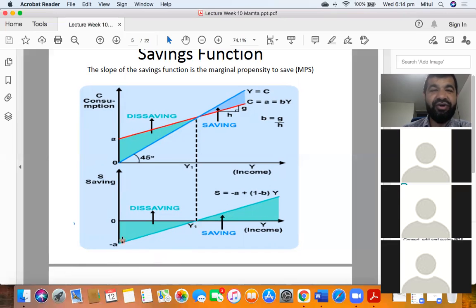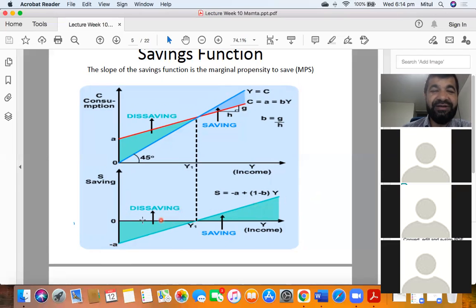In the saving function, autonomous consumption is minor because there is no income, no expenses. The saving is actually starting from the bottom. So that's why your savings will become zero at this point. When your income is zero, autonomous consumption is also zero because you're starting at minus A.